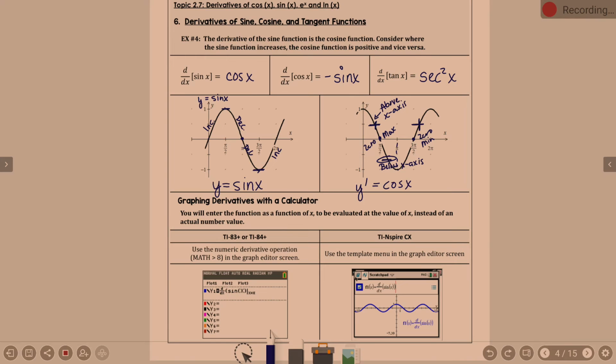This is fine. This is going to graph the derivative of sine. What do we know about the derivative of sine? Cosine. So what should this look like? I got a straight line. Check your mode. If you're not getting a curve, check your mode. Trig functions, we always want to be in radians.